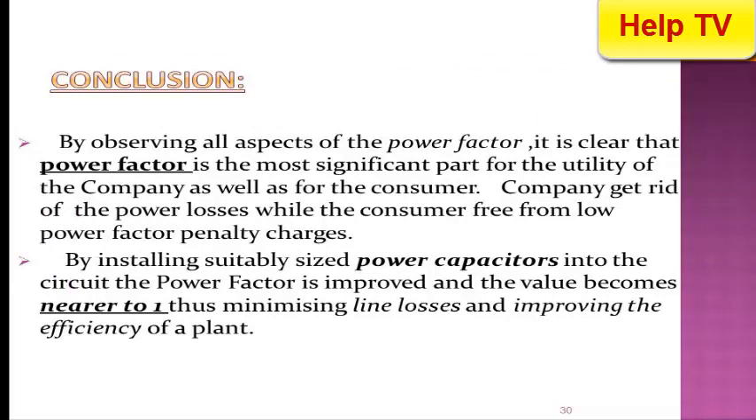Conclusion. By observing all aspects of the power factor, it is clear that power factor is the most significant part for the utility company as well as for the consumer. The company gets rid of the power losses while the consumer is free from low power factor penalty charges. By installing suitably sized power capacitors into the circuit, the power factor is improved and the value becomes nearer to 1, thus minimizing line losses and improving the efficiency of a plant.